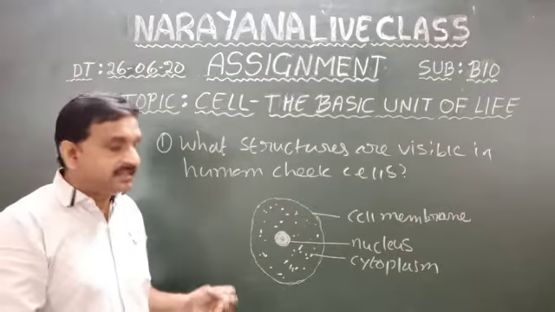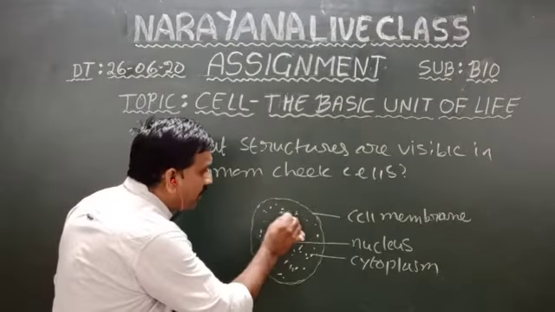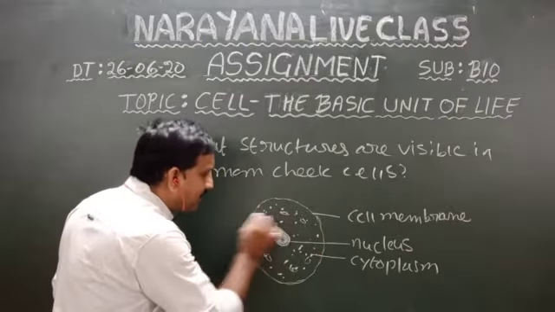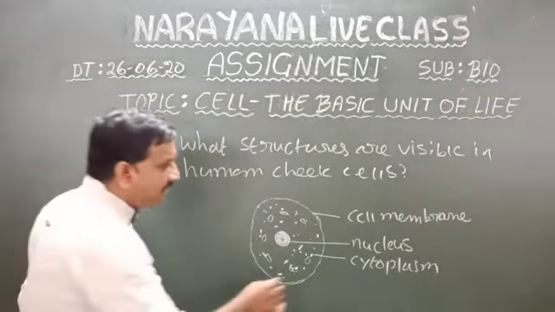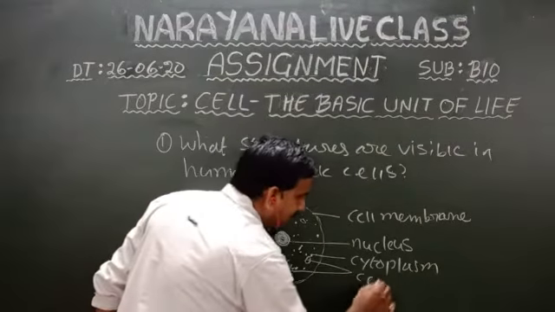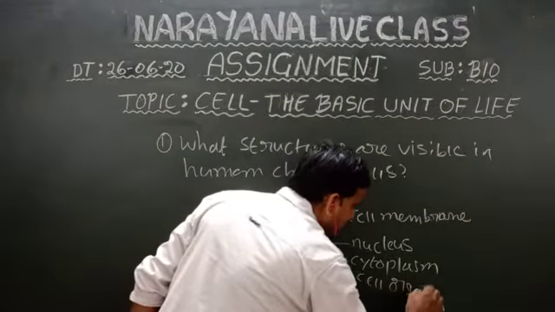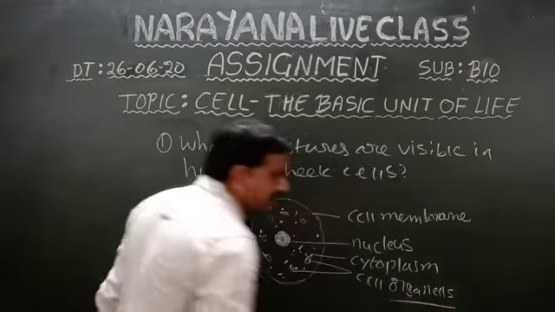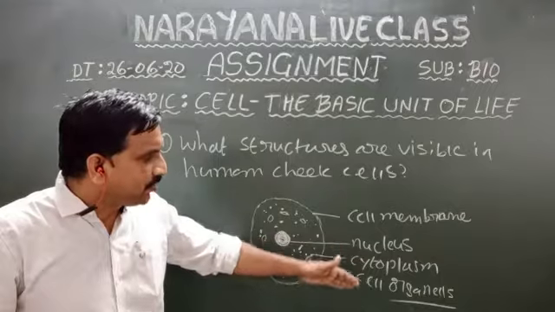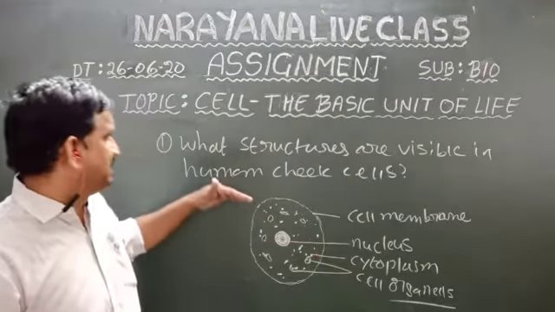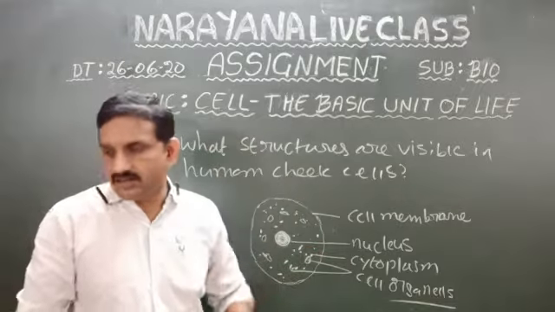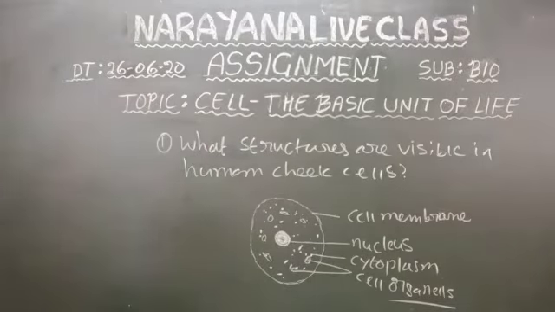Here we observe many small particle-like structures in the cytoplasm. These small particle-like structures are called cell organelles. Here we observe the cell membrane, nucleus, cytoplasm and cell organelles in the human cheek cells. Is it clear?